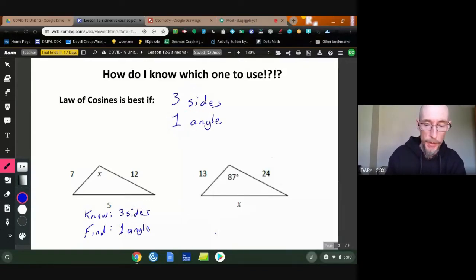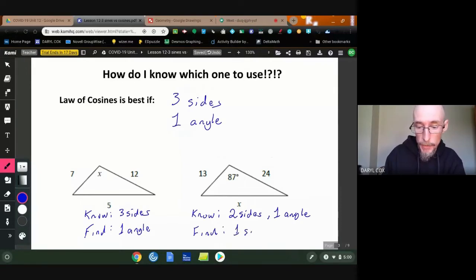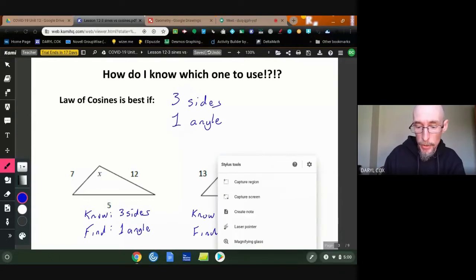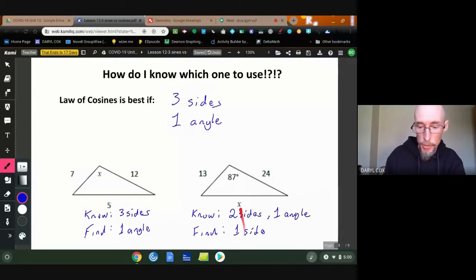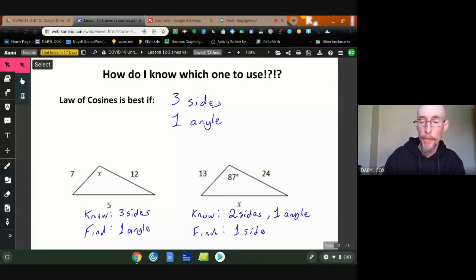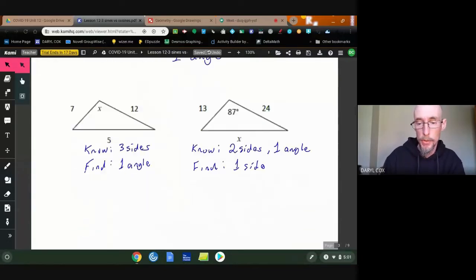Law of cosines. Okay, in the next problem, I know two sides and one angle. Now, this is starting to look like law of sines, except what I need to find is one side. So when I start adding all that up, three sides, there's my three sides. One angle, one angle. So three sides, one angle, law of cosines. So let's look at some problems real quickly and see if we can figure out which function to use when.